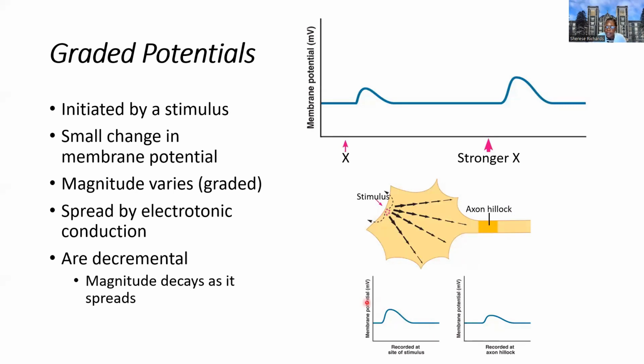So here is the stimulus site. So the membrane potential change at the site of stimulation versus the membrane potential change at the axon hillock. And notice that it's a much smaller value as that decays or dissipates when it moves away from the stimulus.